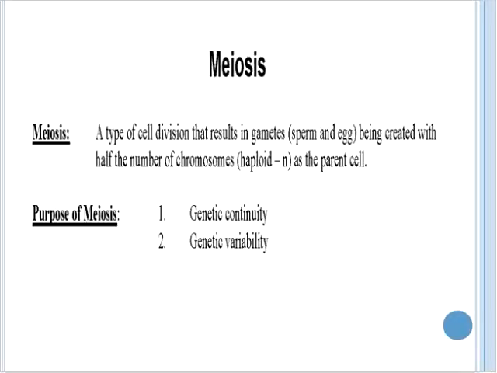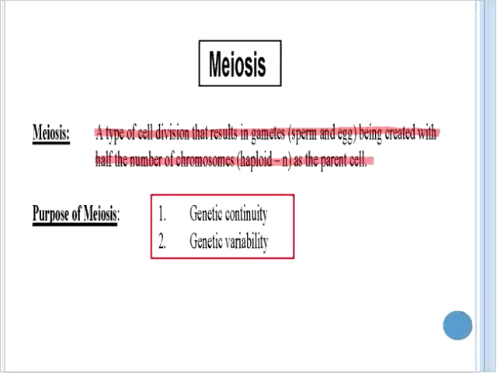In this clip, we'll continue our examination of cell reproduction, specifically dealing with the type of cell reproduction known as meiosis. By definition, meiosis is a type of cell division that results in gametes, that being sperm and egg, being created with half the number of chromosomes, the haploid, as the parent cell. The purpose of meiosis, the reason it exists, is to do two things. One, to ensure genetic continuity, and as well to promote genetic variability.